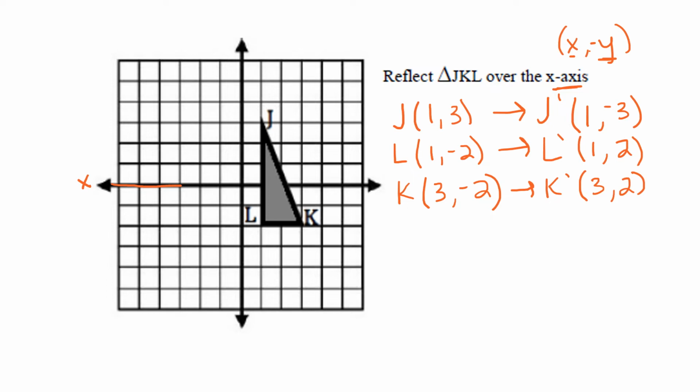Now I'm going to plot these points. J prime is (1, -3). When you plot it, make sure that you label it J prime. L prime is (1, 2). Make sure you label that L prime. And K prime is (3, 2). Label that K prime. Connect your points to make the triangle. It should just be flipped about the x-axis. We took it and flipped it over that horizontal x-axis.